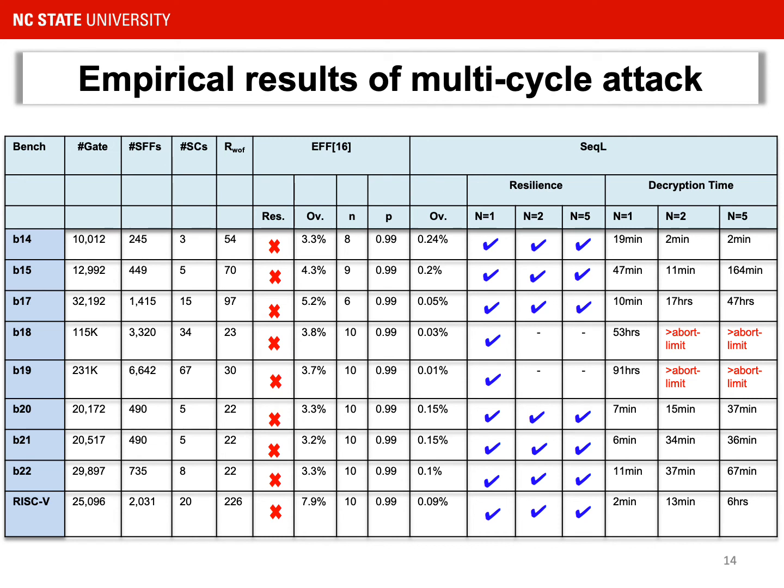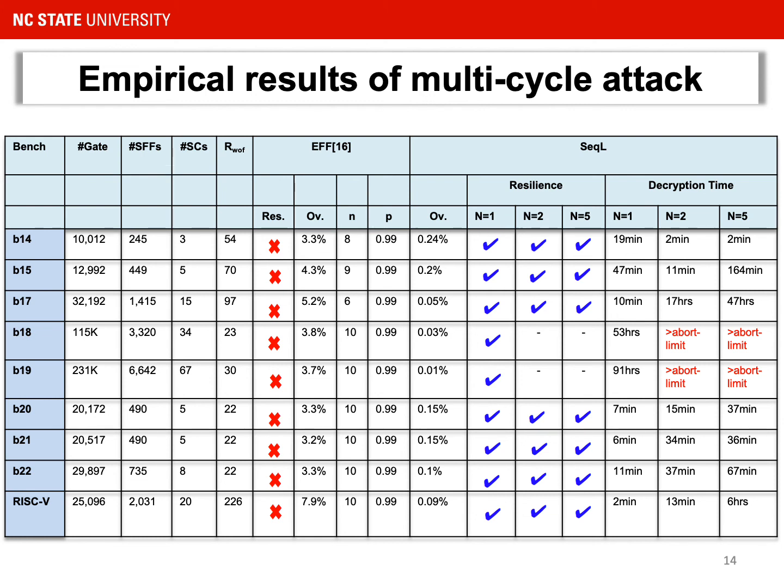Additionally, we show the resilience and overheads of both EFF and SeqL for all circuits. The parameter n corresponds to the number of capture cycles in the multi-cycle attack, as shown in the previous slide as well. All experiments were conducted on the high-performance cluster with an abort limit of 1 week. A tick corresponds to incorrect key decryption or being secure, a cross corresponds to a correct key decryption or being insecure, and a dash corresponds to the attack time exceeding the abort limit.